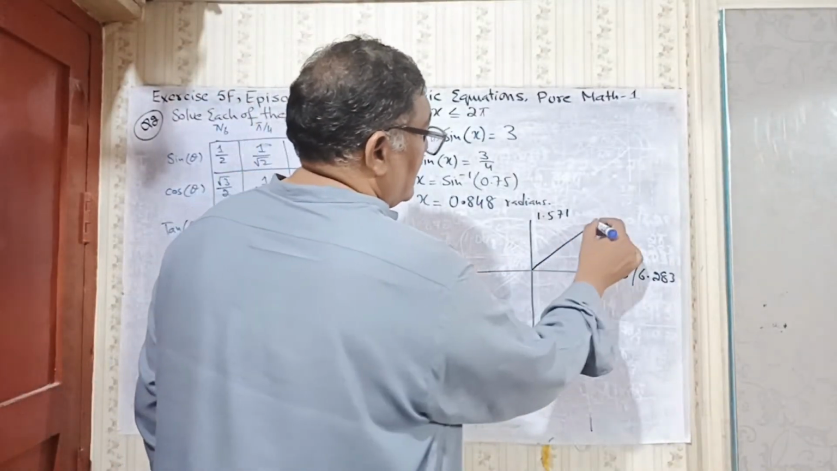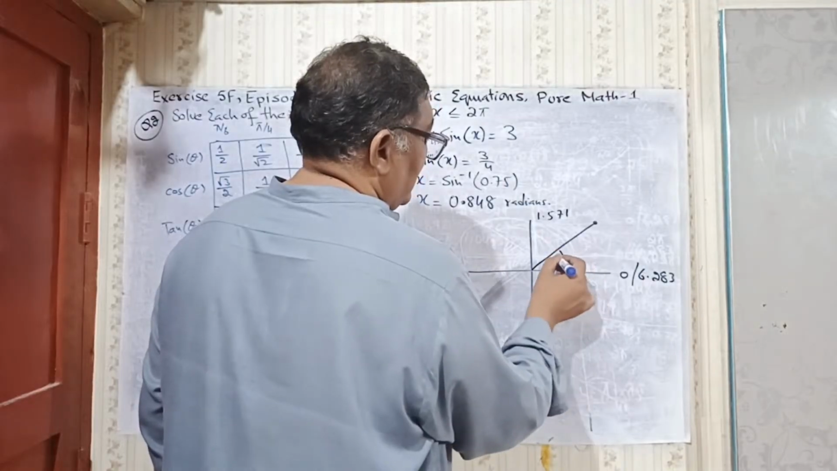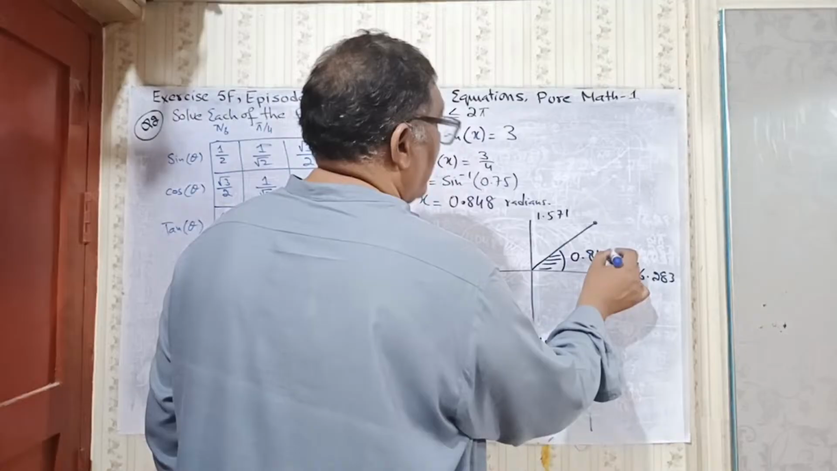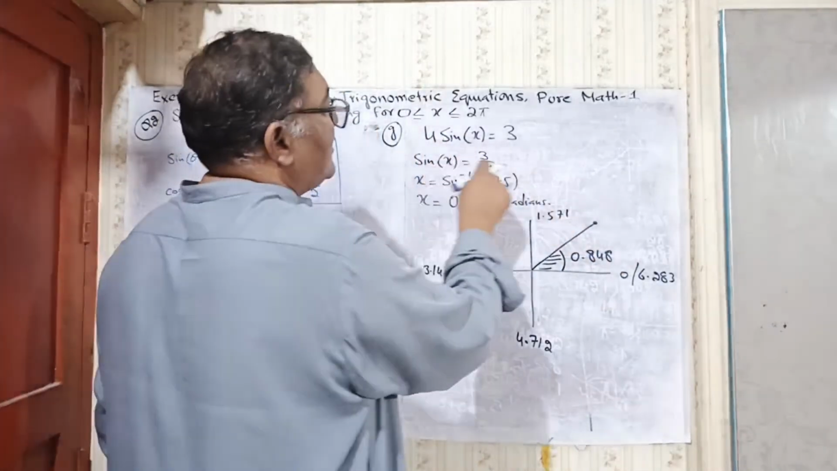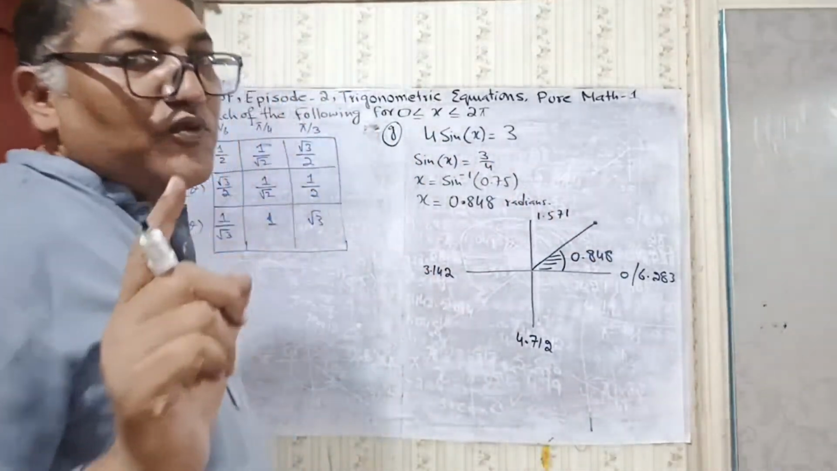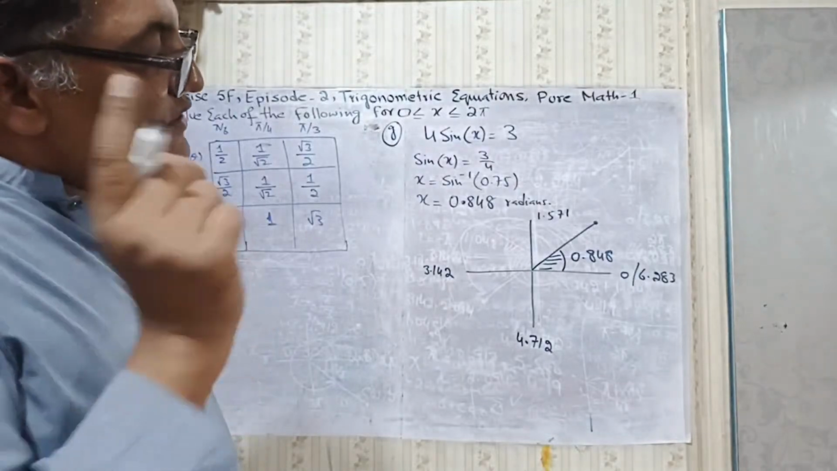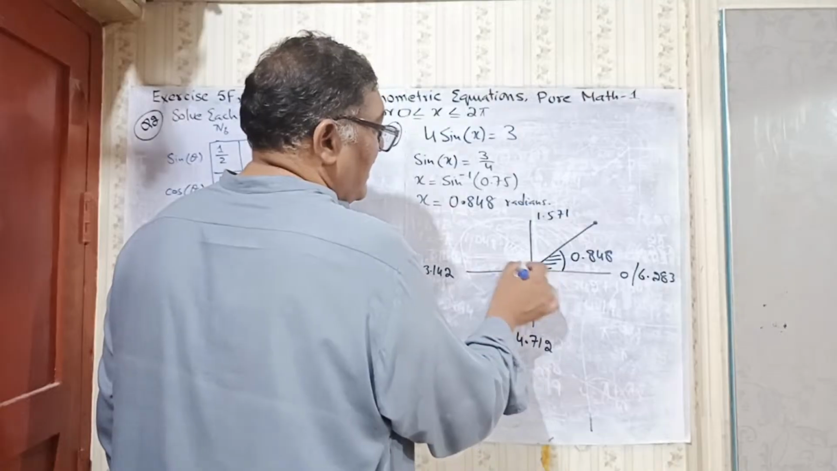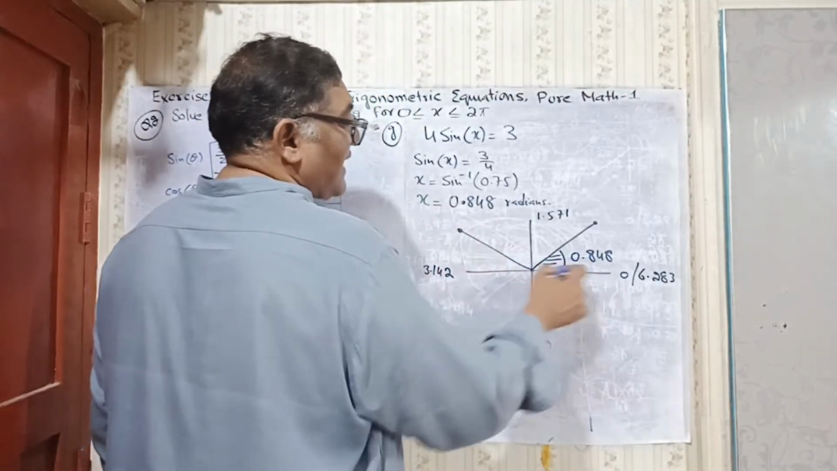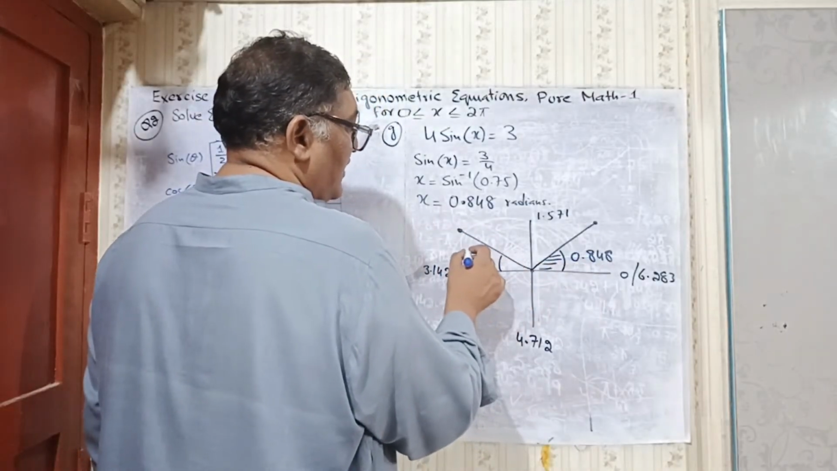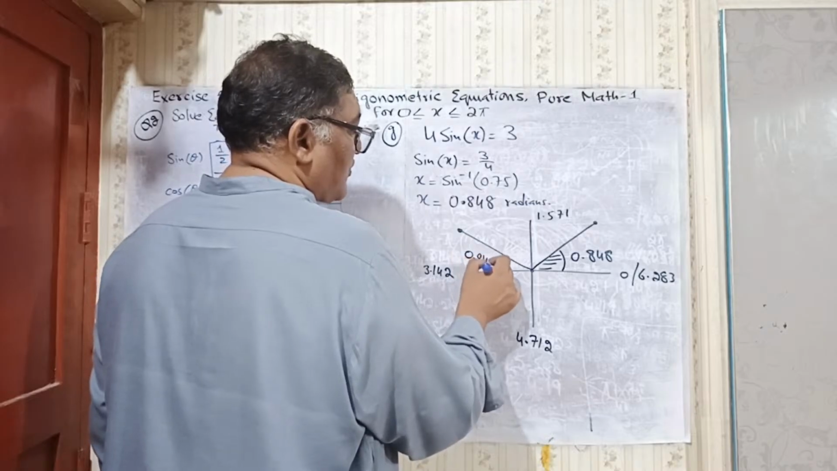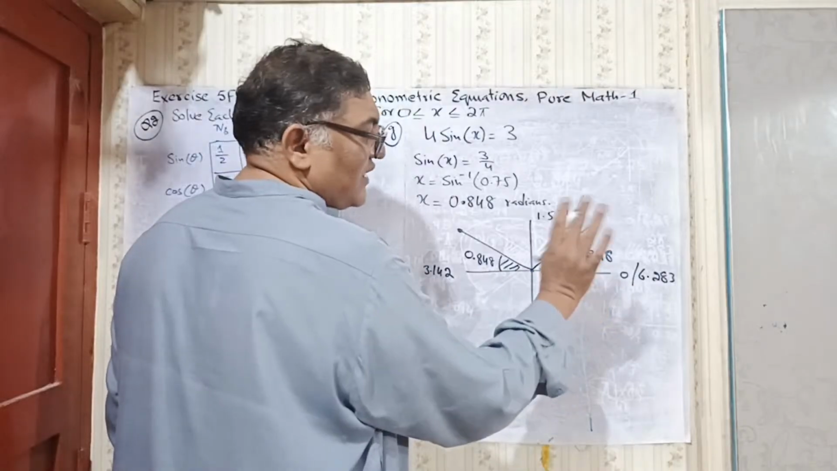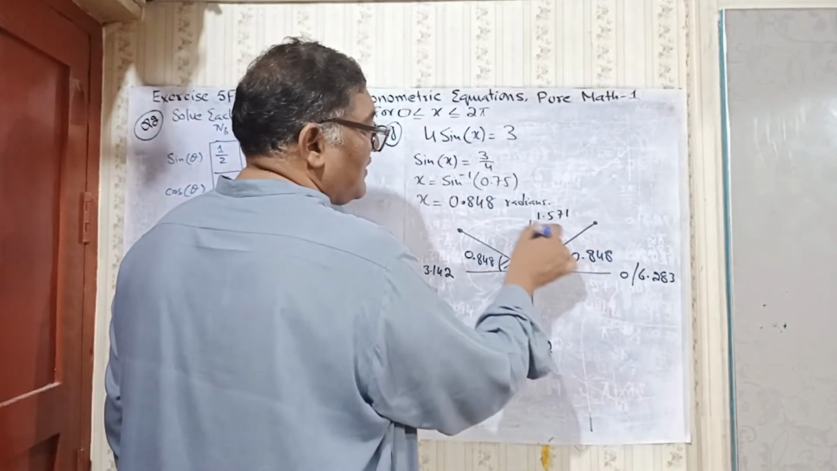So that means this is the base angle, and the base angle is 0.848. Now you see, this sine is positive. The sine is positive in 2 places, in the first quadrant and in the second quadrant. So the other angle will be here. The base angle is 0.848, the same base angle here. This angle is one answer. The other answer will be this angle.